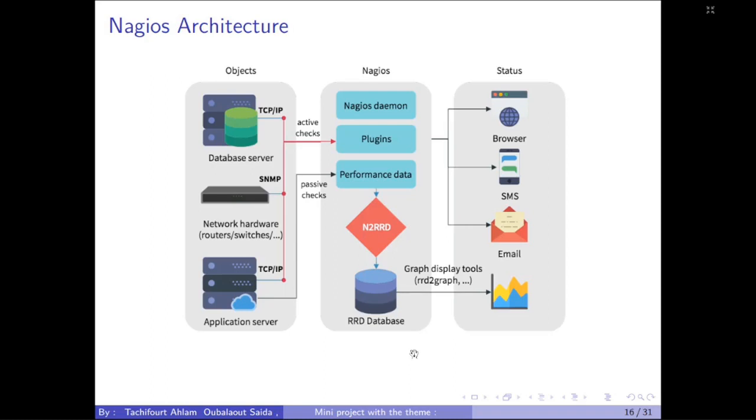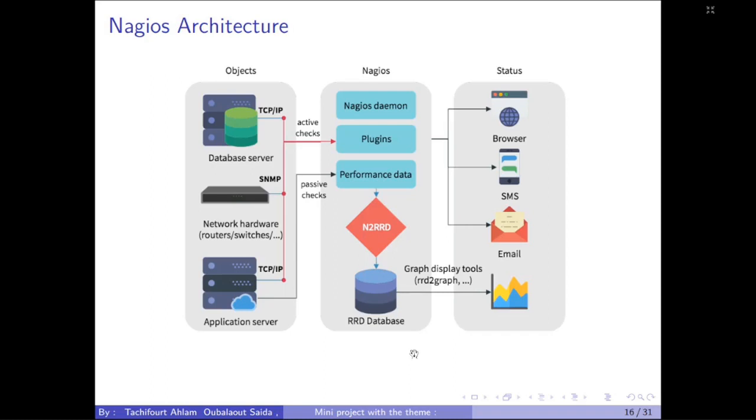NRPE, Nagios Remote Plugin Executor. NRPE is an add-on that allows Nagios to execute plugins on remote hosts. This allows Nagios to monitor resources that are located on other systems.